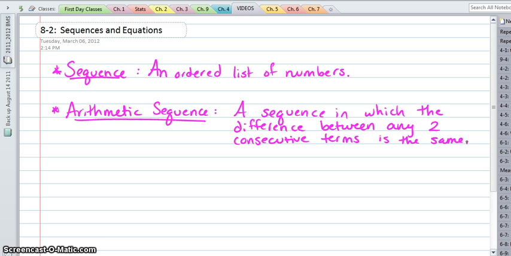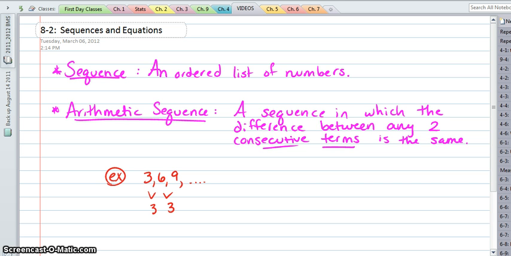We're talking about a sequence, so we have an ordered list of numbers in which the difference, that means we'd be subtracting to find the difference between any two consecutive terms. Those are terms that are next to each other, is the same. So for example, 3, 6, 9. This is a sequence. It's an ordered list of numbers. The difference between each of these is 3, and it happens to be the same. So this is in fact an arithmetic sequence.